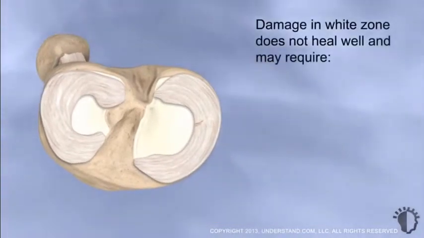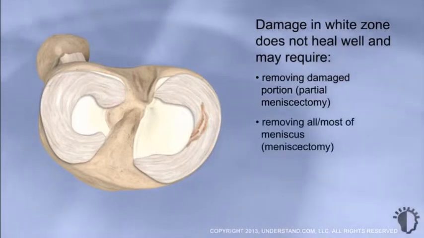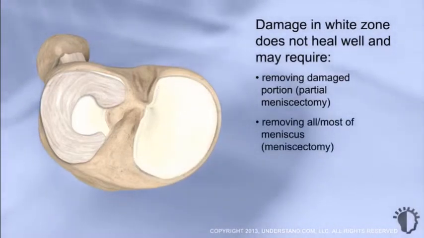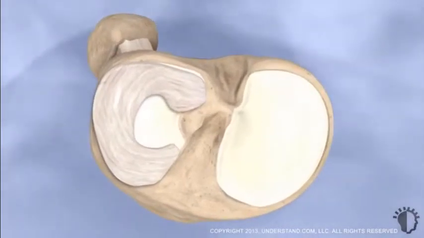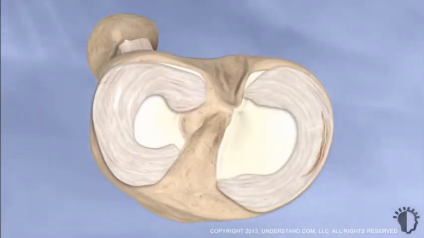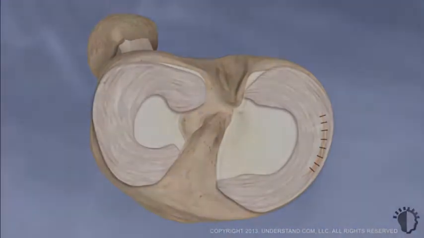Damage in the white zone does not heal well, even with surgical repair, and is usually treated by removing the damaged portion of the meniscus. Extensive damage may require removing the entire meniscus, sometimes followed by a meniscus transplant. When a meniscal tear occurs in an area with an adequate blood supply for healing, a surgical meniscal repair can be performed, as will be shown in this animation.